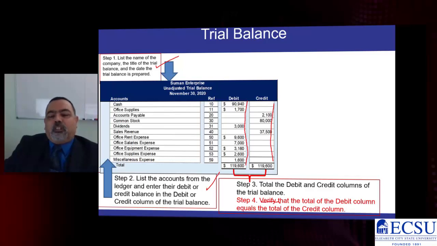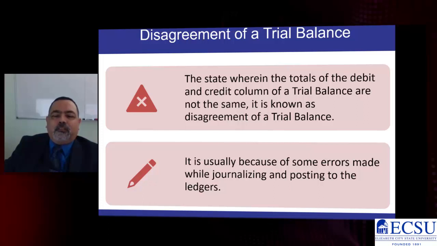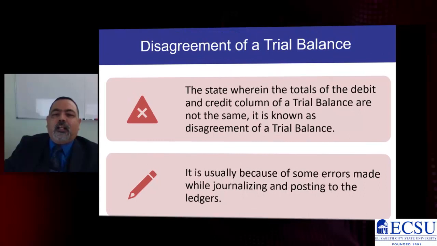Now, if the totals do not add up to the same amount, then there are some problems somewhere, either in the balancing of the accounts or in the entries. It all depends upon what the error was. It is a very tedious process to go back and find the error. If the two totals do not agree, that is known as a disagreement of a trial balance: the state wherein the totals of the debit and credit columns are not the same.